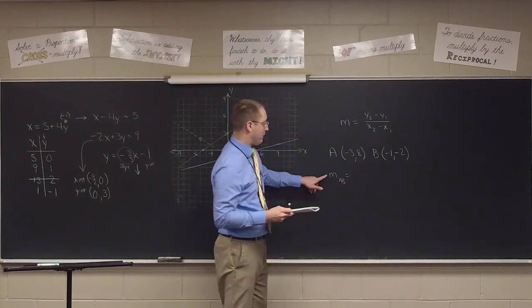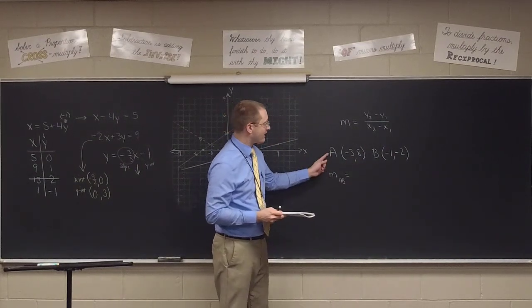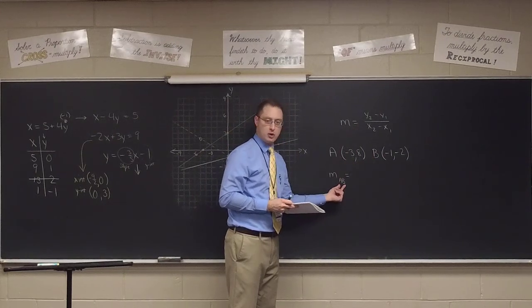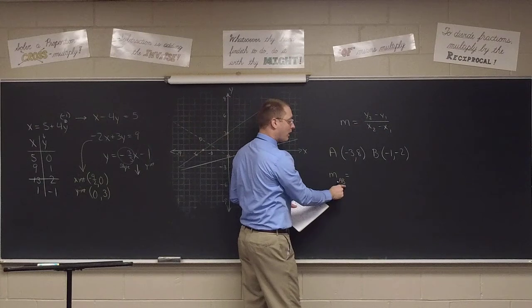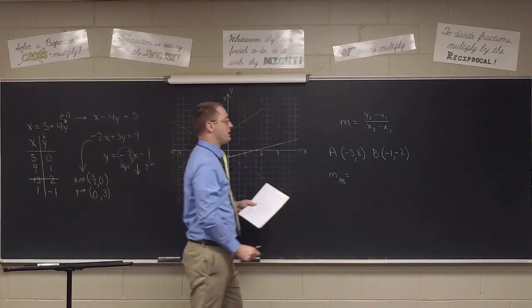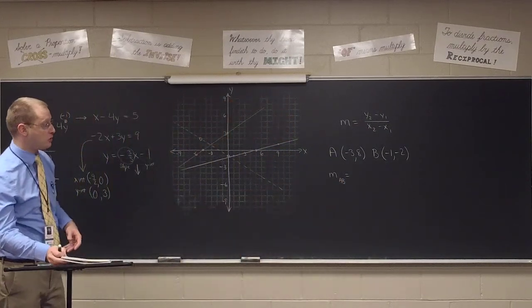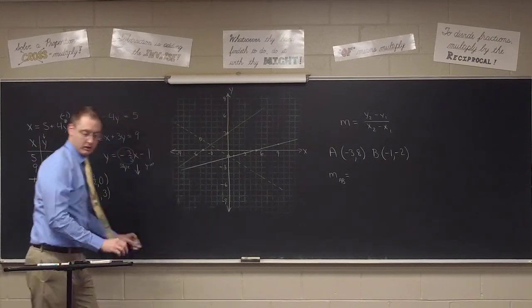Notice the way this is set up, lowercase m for slope, and a capital AB as subnotation or subscript, kind of like the subscript we see here, means the slope of line AB. At your seats, find the slope of line AB using the slope formula.